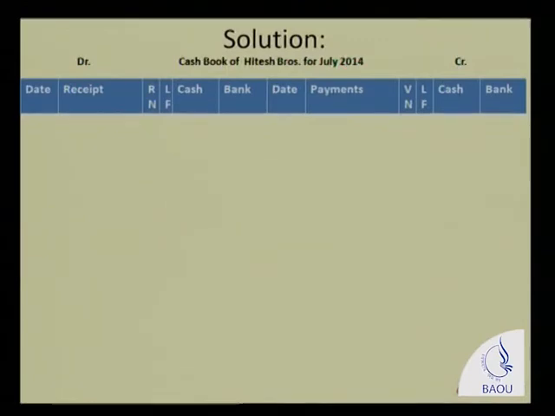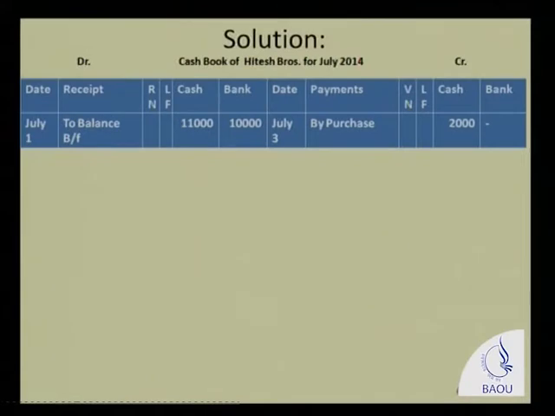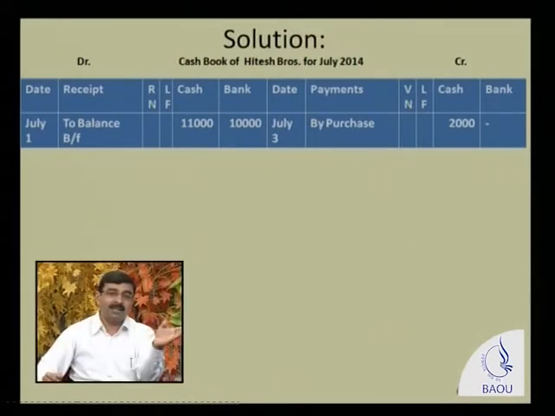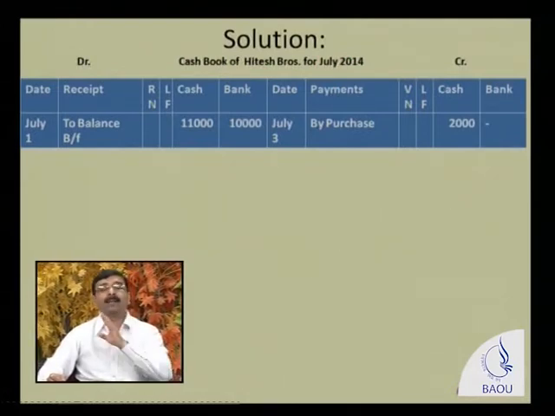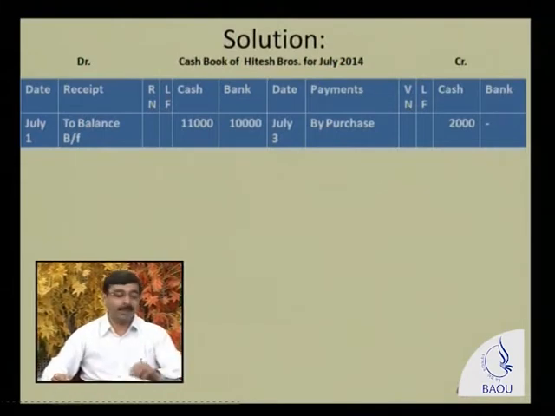Now moving to the first transaction. The first transaction is an opening cash balance of rupees 11,000. Simultaneously, on the same date, we have an opening bank balance also of rupees 10,000. Now in this transaction we have both balances only. So see the receipt side. If you have balances, they are recorded on the receipt side. On July 1st, to balance brought down, it is 11,000 in the cash column and 10,000 in the bank column, as we have an opening balance.